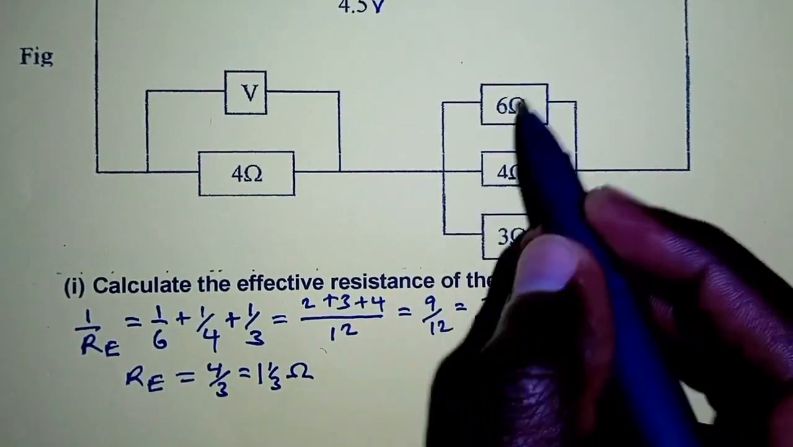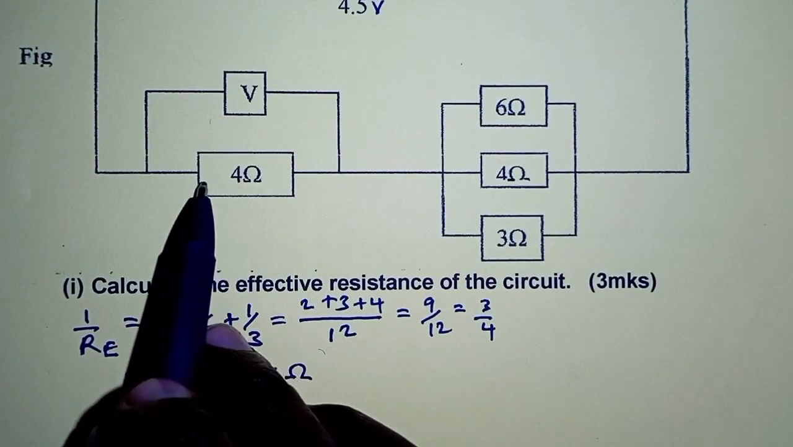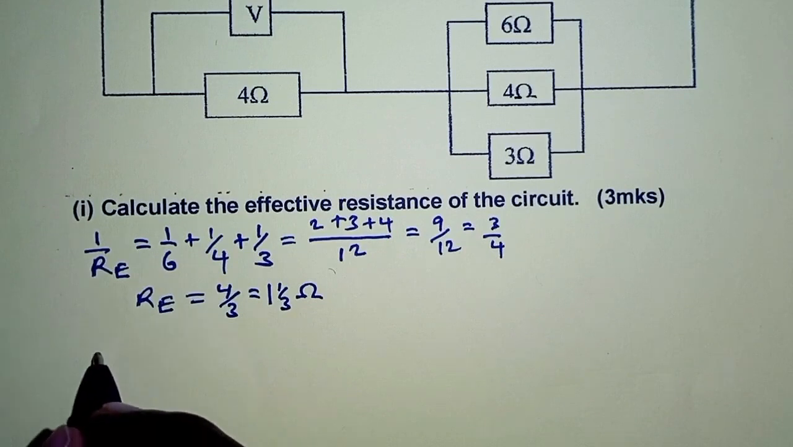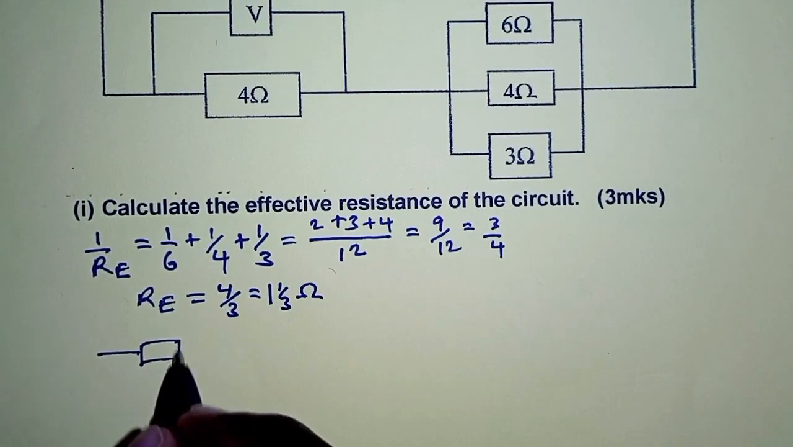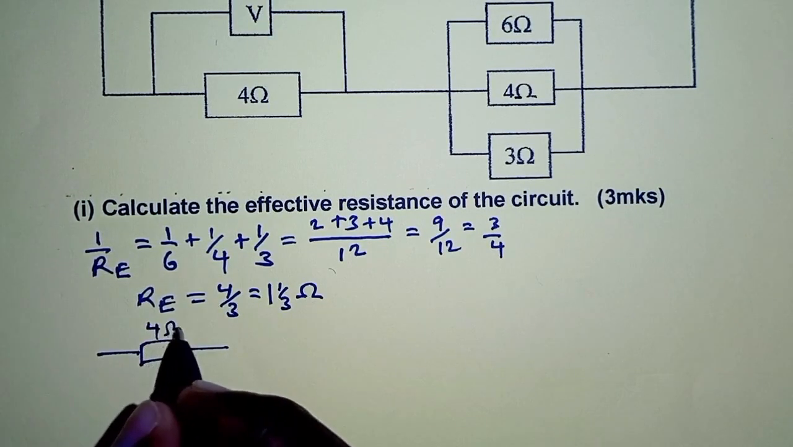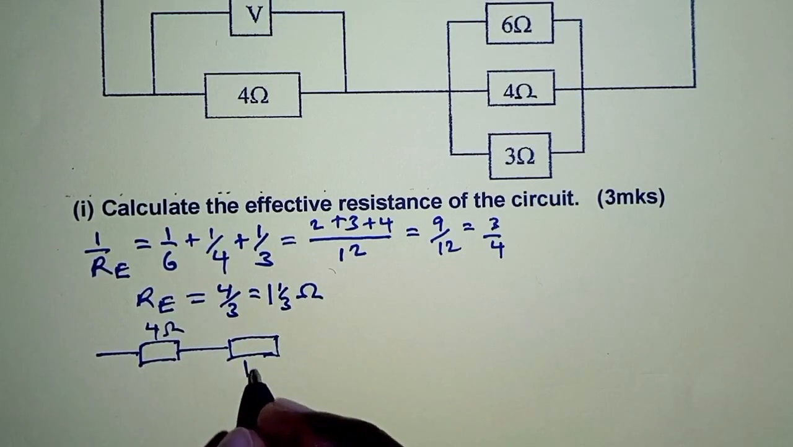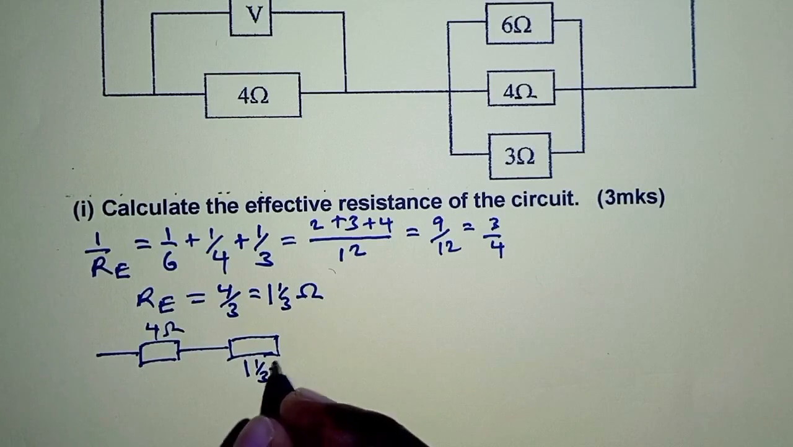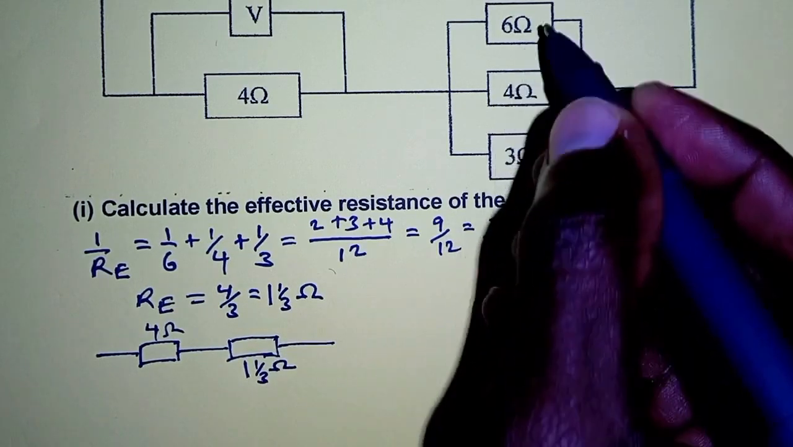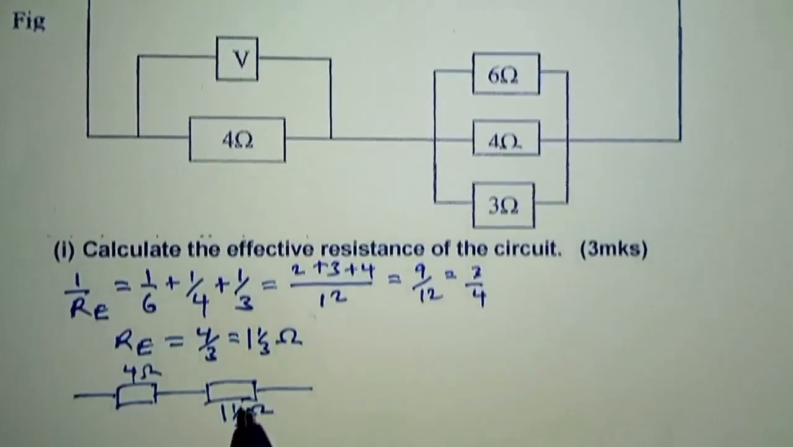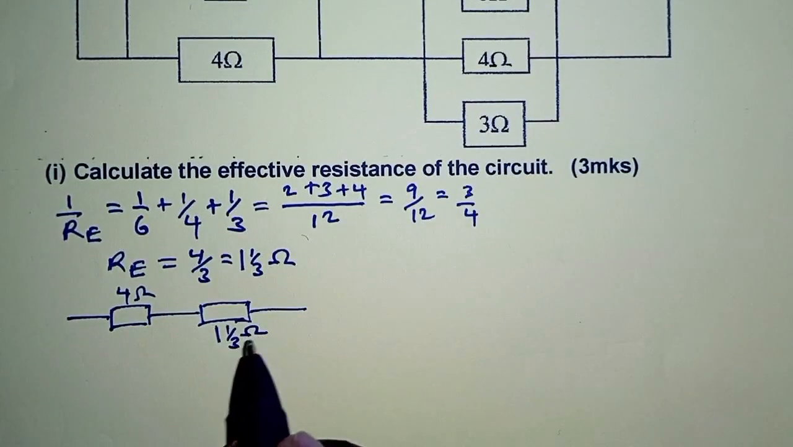Remember, this part is connected in series with the 4 ohm resistor. So if I may just draw that, we have the 4 ohm resistor connected in series with the 1 and a third ohm resistor. Now these combined give us the total resistance.